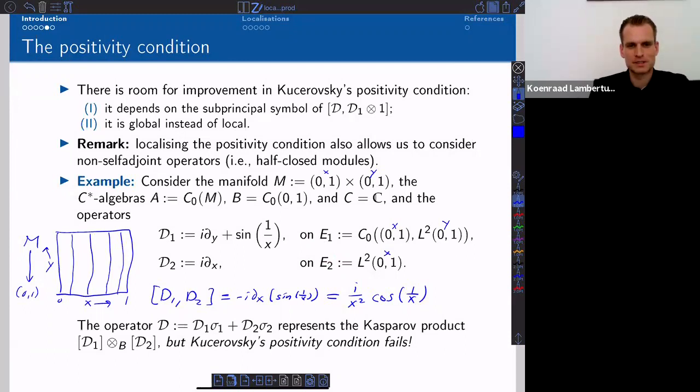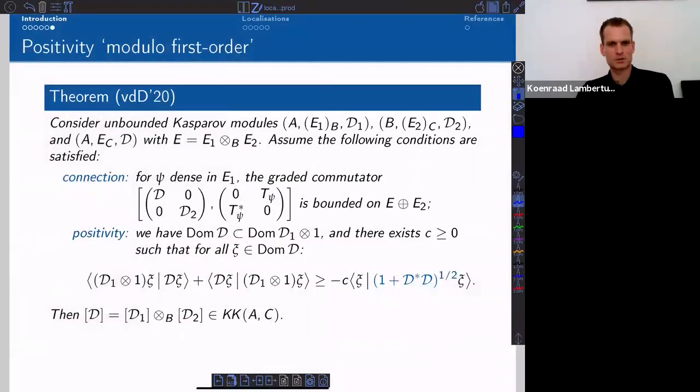Okay, so I want to spend the rest of the talk explaining how to adapt Kucerovsky's condition to avoid these issues. First I will focus on condition one, the dependence on the subprincipal symbol. This we can solve as follows. What I show here is more or less the same theorem as what Kucerovsky proved, except that we add an extra factor in the positivity condition. Kucerovsky just had the right-hand side being bounded by -c times psi inner product with itself. Now we put this extra unbounded operator in the inner product on the right-hand side.